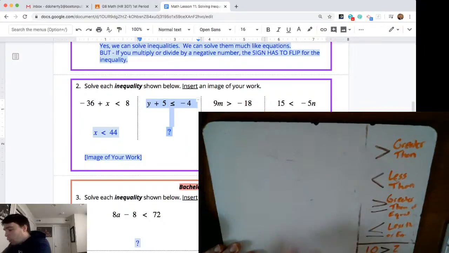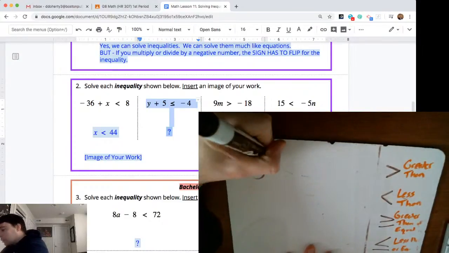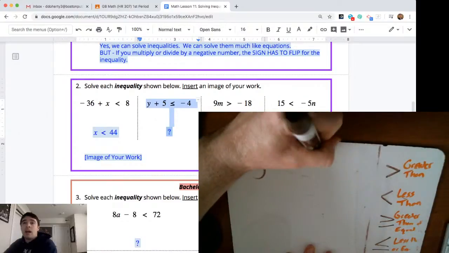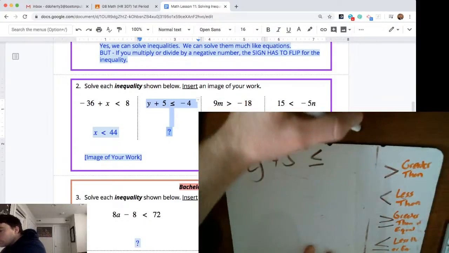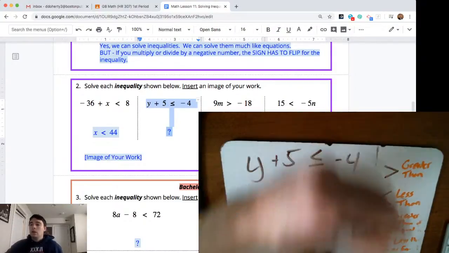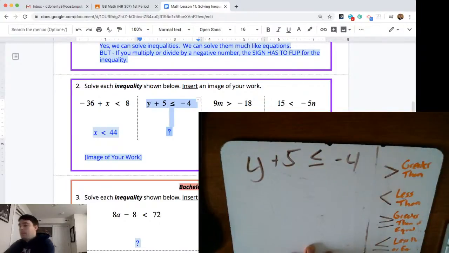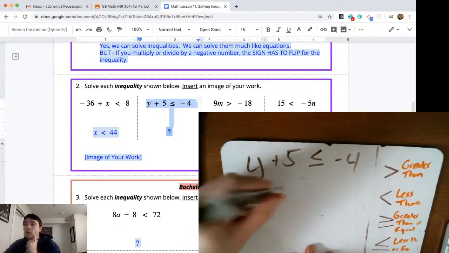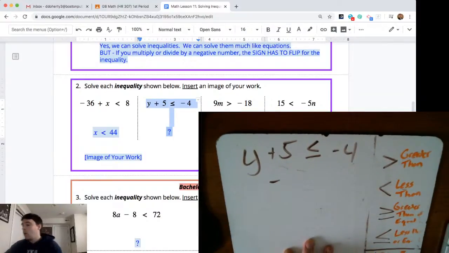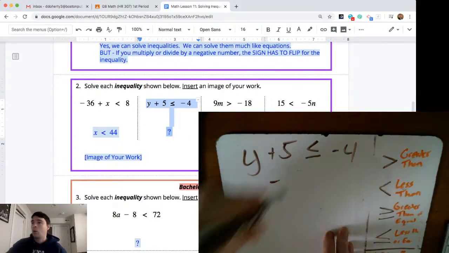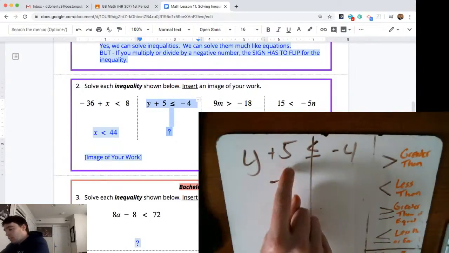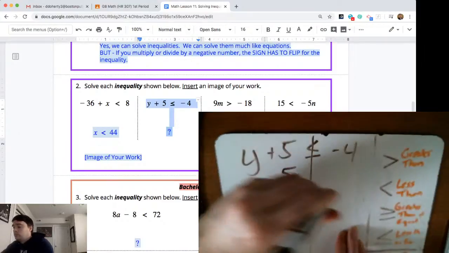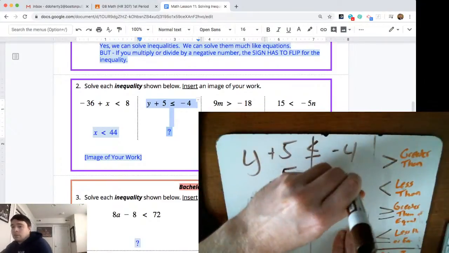So again, our goal whenever we're solving inequalities is to try to get the variable isolated, to get it all by itself on one side of the inequality. And my goal here, or what I need to recognize, is I want to get the y all by itself. It's on the left side of the inequality over here. So I'm going to subtract 5 because that's the inverse operation of adding 5, or the operation that would cancel out the +5.